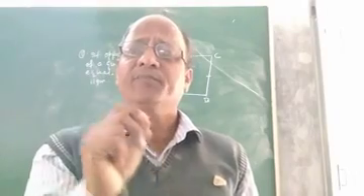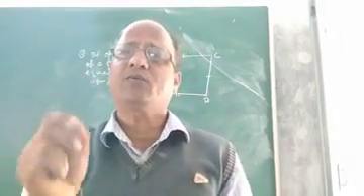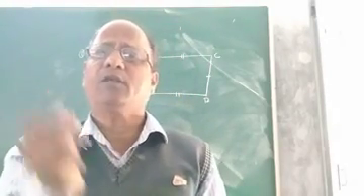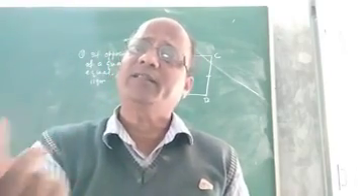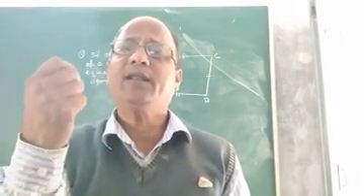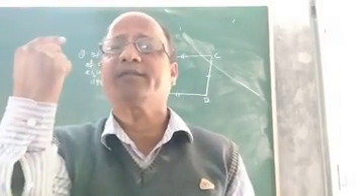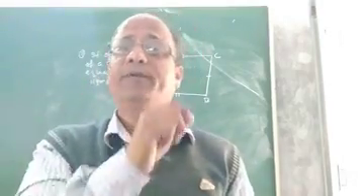Now the point is, in a parallelogram we know that both pairs of opposite sides are equal. Now what is the converse? If opposite sides of a quadrilateral are equal, then it will be a parallelogram. But how to prove it? Suppose you are given a quadrilateral with both pairs of opposite sides equal and you are asked to prove that it is a parallelogram. How will you prove it geometrically?